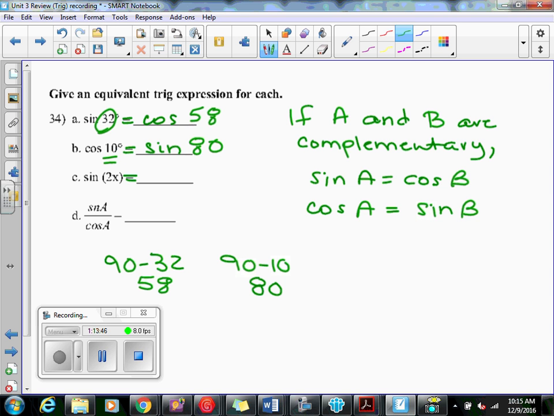All right, for part C, and we had examples like this in your notes the other day. Don't get tricked because you see an X in there. The sine of 2x is equal to the cosine of what?